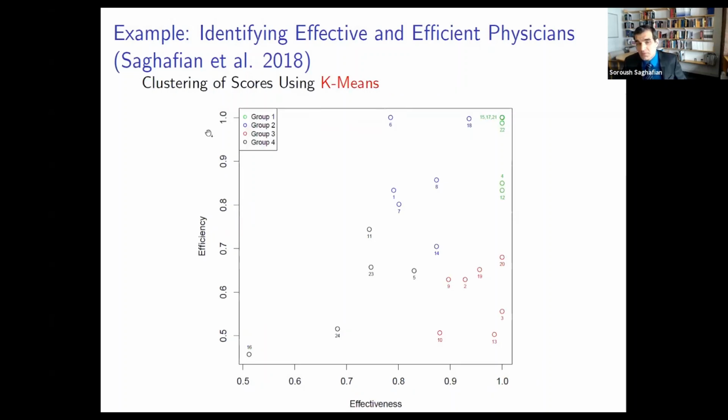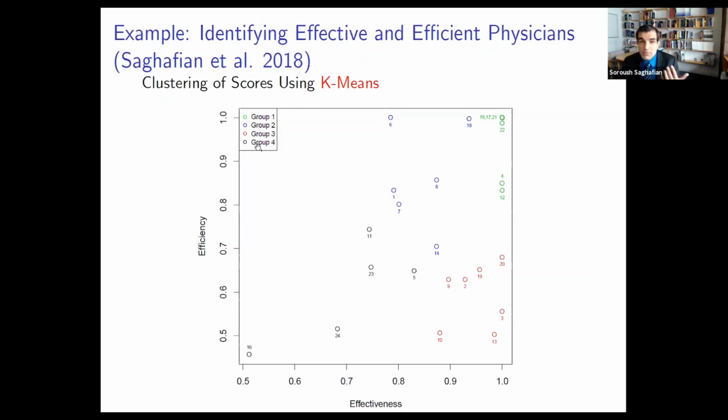We had access to the performance of physicians from emergency rooms, and we used all sorts of machine learning techniques to try to do this sort of identification. And here is, for instance, when we use k-means clustering, we find that these physicians are in group 1, these blue physicians are those that are in group 2, and so on and so forth.